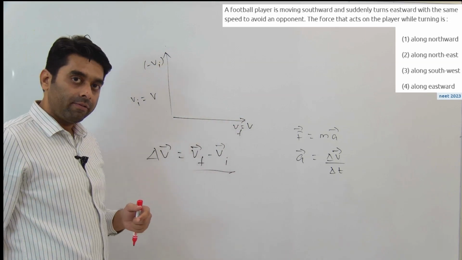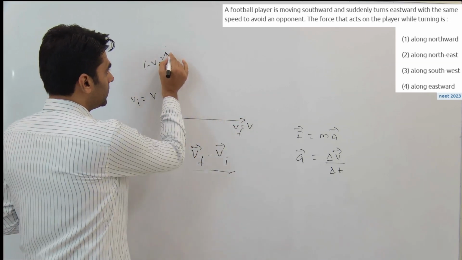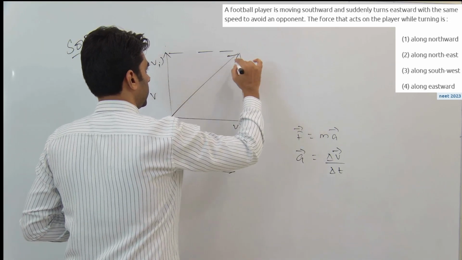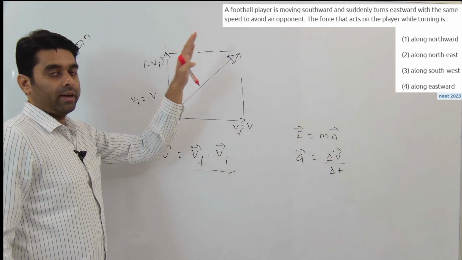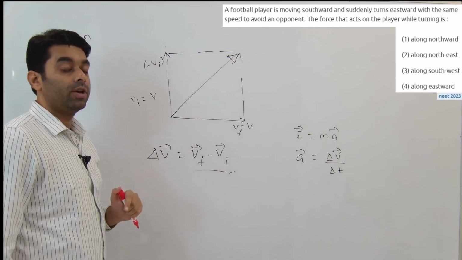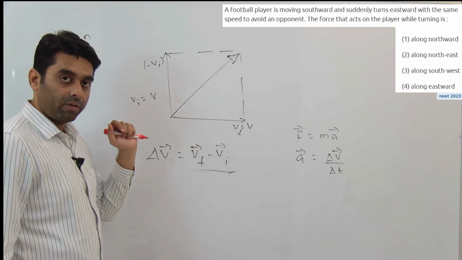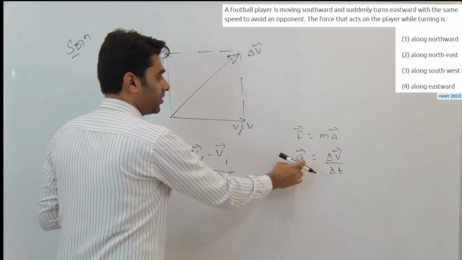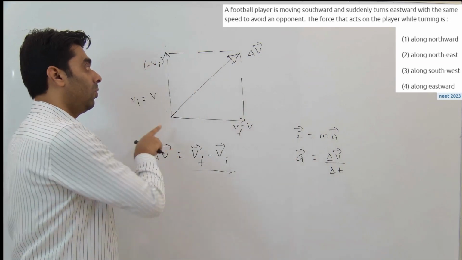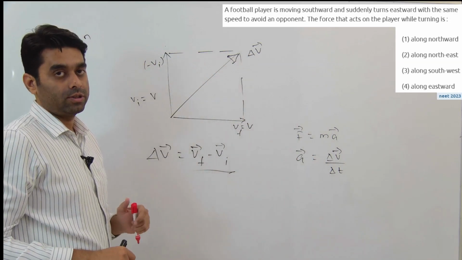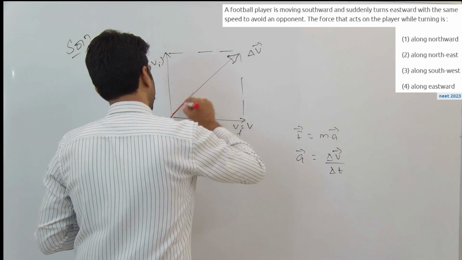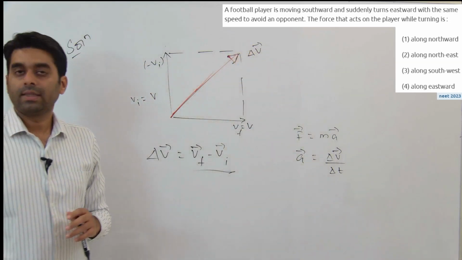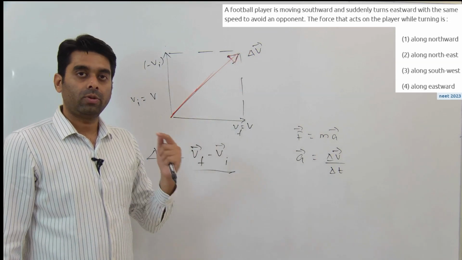We need to add them vectorially. So, the parallelogram law, if we consider it, over here along the diagonal, we will have our resultant of V final minus V initial. This is what we have got. This is the direction of delta V, this is the direction of acceleration, and this is the direction of force. What direction is it coming? This is your northeast, right? So our answer will be the second option. The second option is our correct answer. Let's look at the next question.